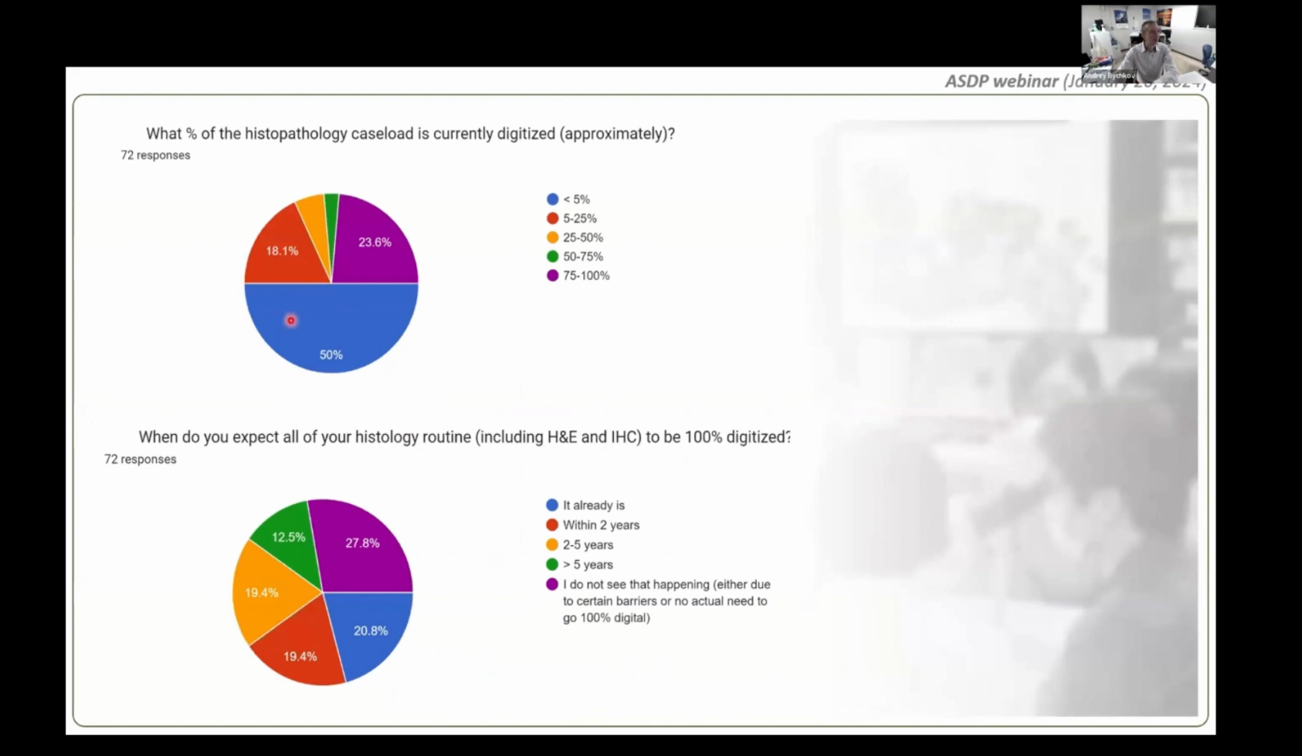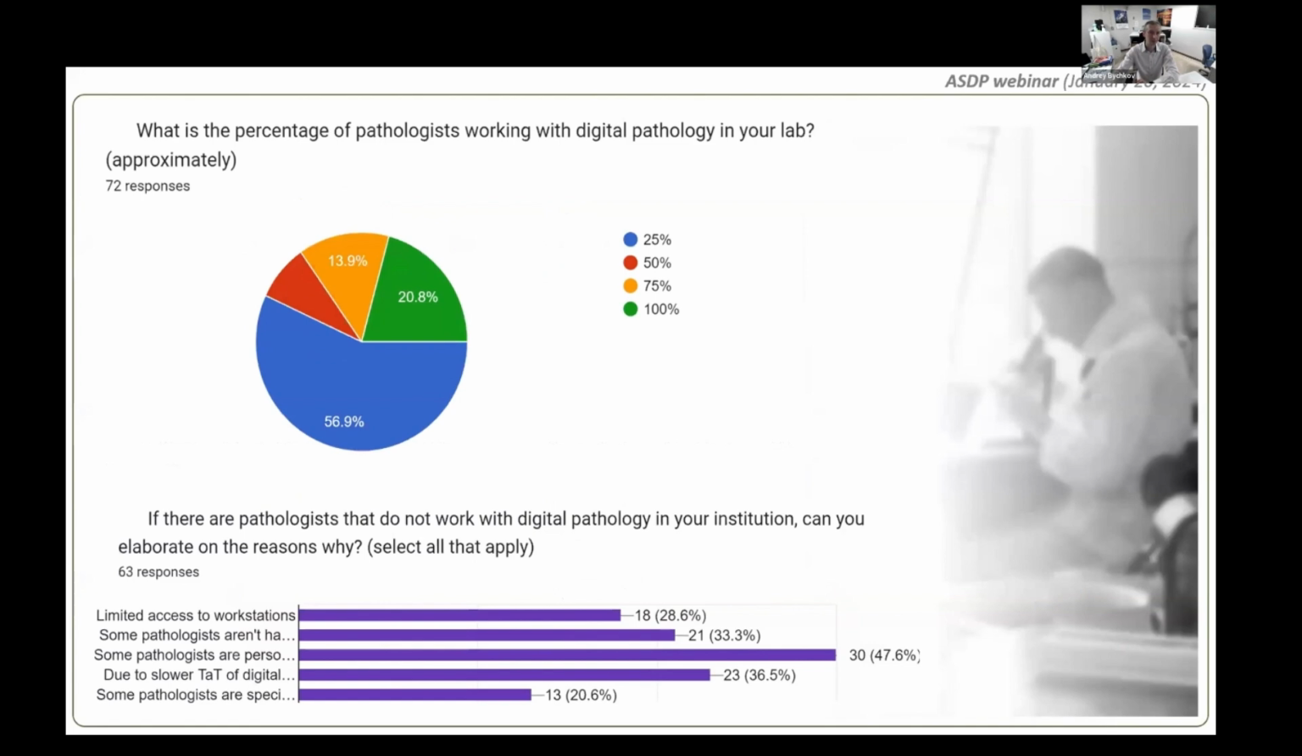What percent of the histopathology caseload is currently digitized in your lab? As you see, there was a quite remarkable difference between both ends, from less than 5% of the cases to more than 75% of the cases. When we then asked, when do you expect all of your histology routine to be 100% digitized, there was an almost equal split among: it already is, within 2 years, and from 2 to 5 years. But an even higher proportion did not see that happening, either due to certain barriers, which we will go into a little bit later, or no actual need to go 100% digital.